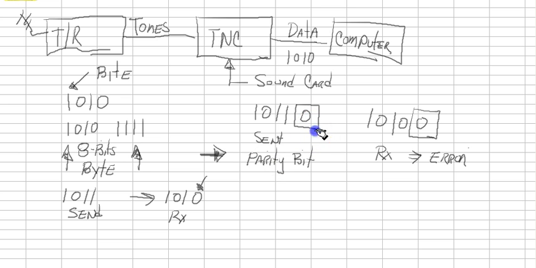What is a parity bit? That's one extra bit that tells us whether what we received is correct or not. All right, I want to introduce a few more concepts to you.